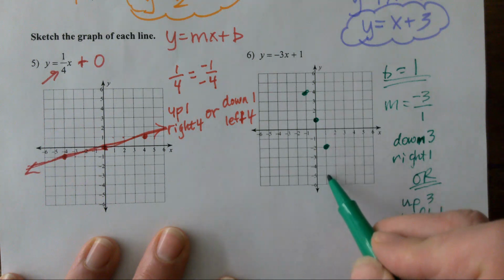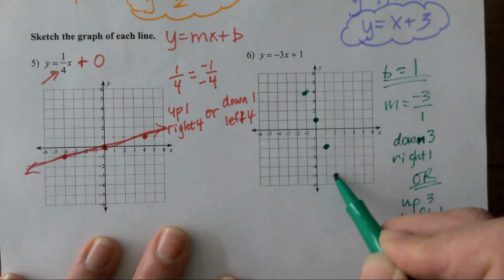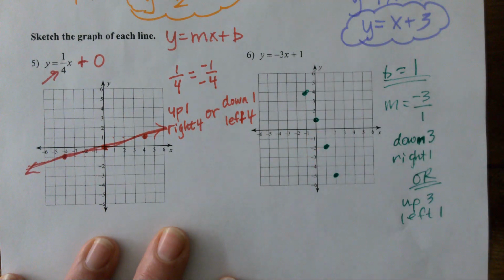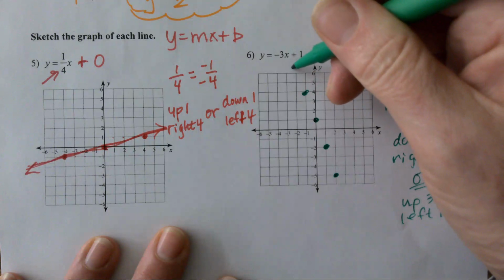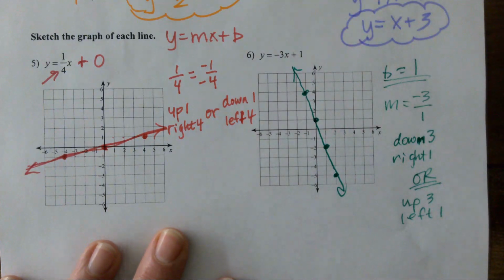Sometimes if I can fit more in, I'll fit more in. So from each point, I can go down 3, right 1, or up 3, then I'm off the graph, so I have to stop. So then I connect my points and make my line.